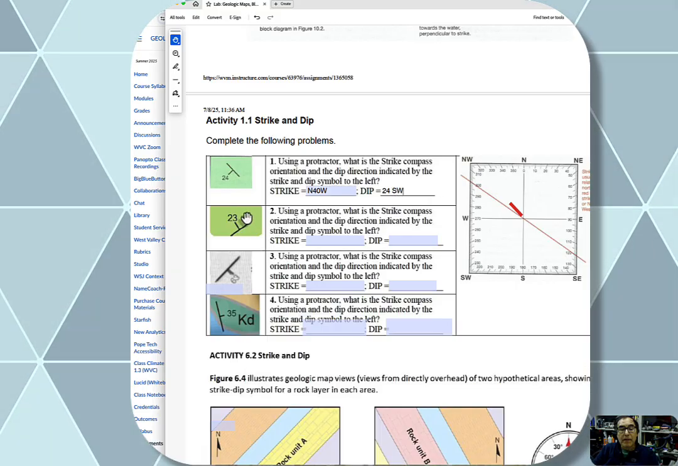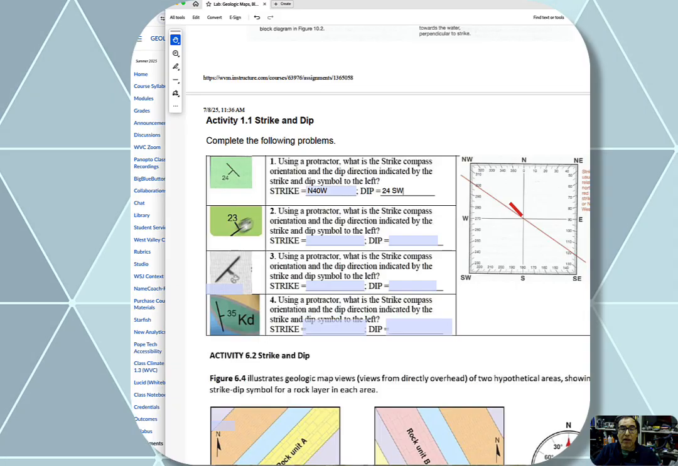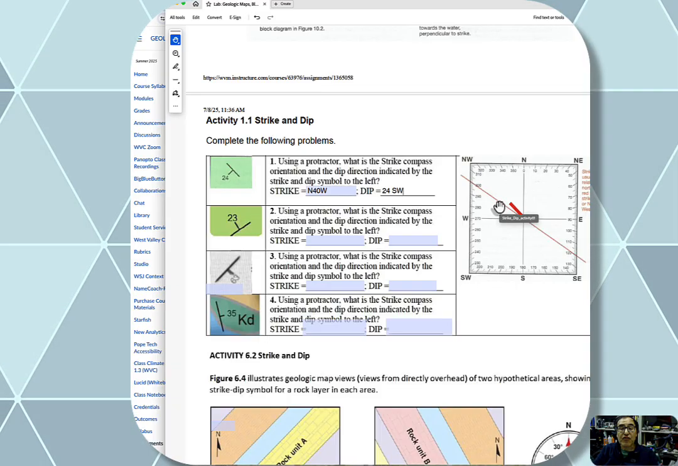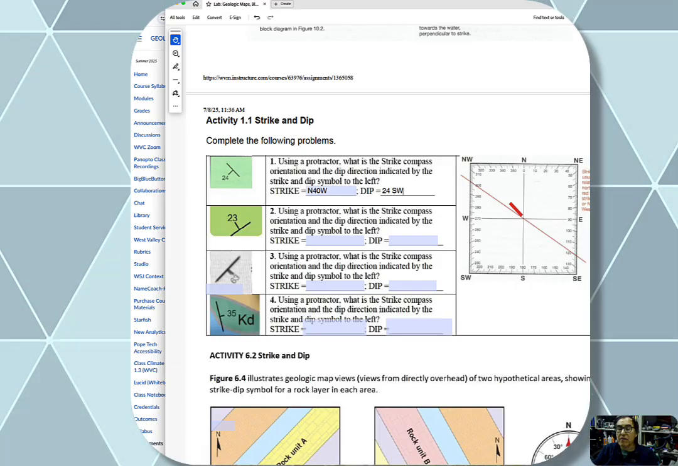Go ahead and do these next three here, again doing the same thing. Draw a line there, bring it over to this compass rose, and figure out the strike. And then obviously the dip direction and dip is given to you right there.